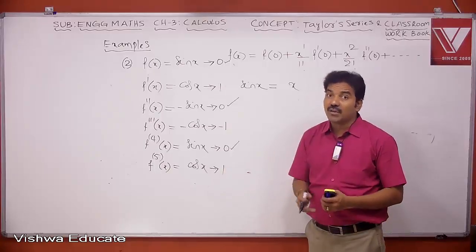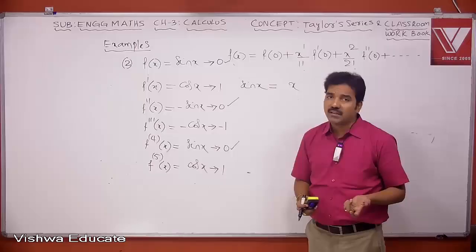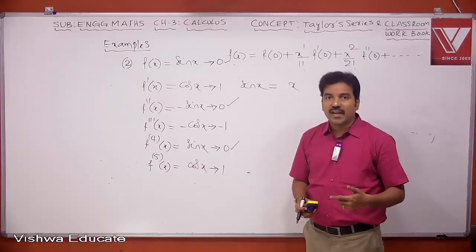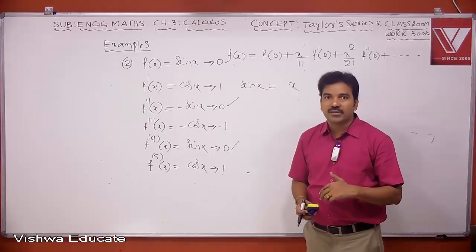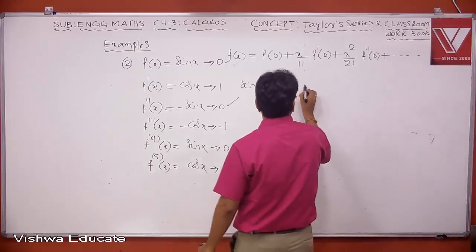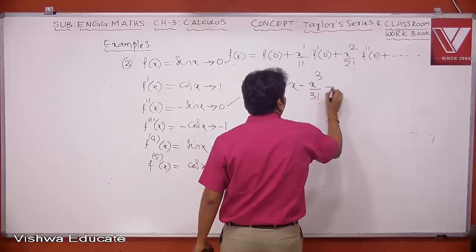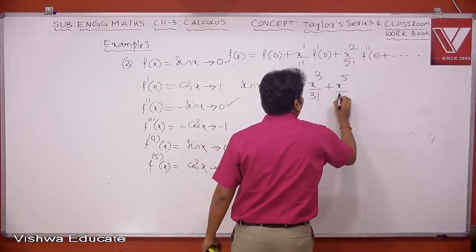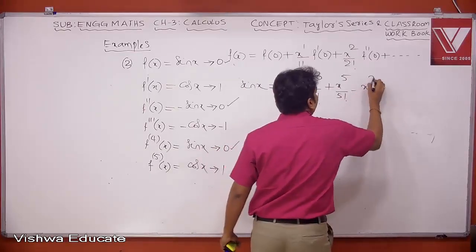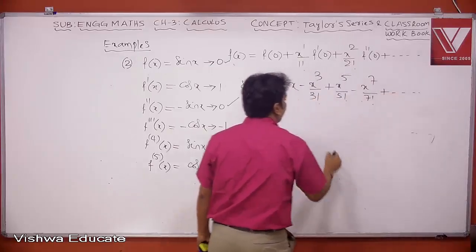That means even derivatives of sine give sine again. When you replace x by 0, it gives 0. Odd derivatives of sine give either cos x or minus cos x, so you will get either plus 1 or minus 1. Therefore, sin x equals x minus x cube by 3 factorial plus x power 5 by 5 factorial minus x power 7 by 7 factorial plus and so on.